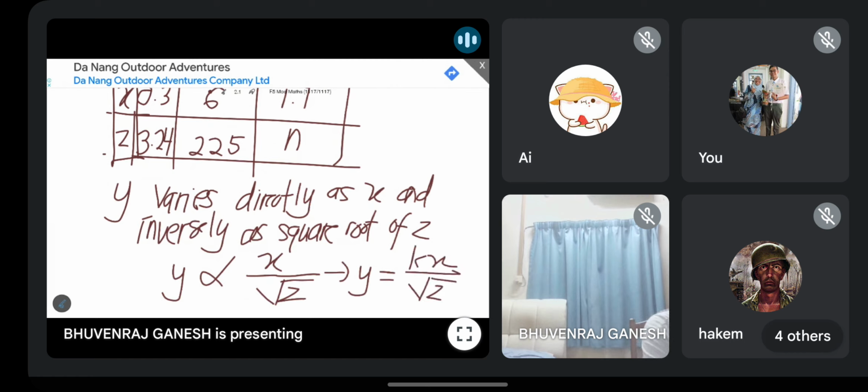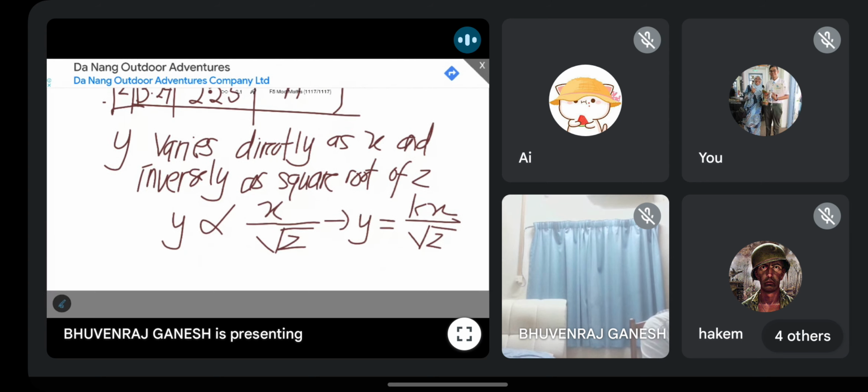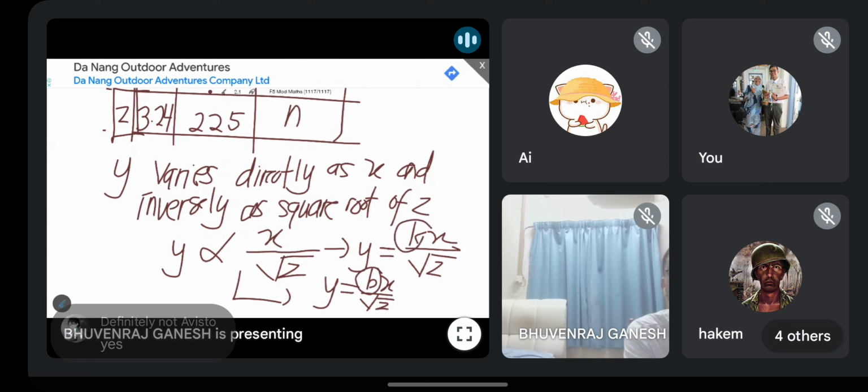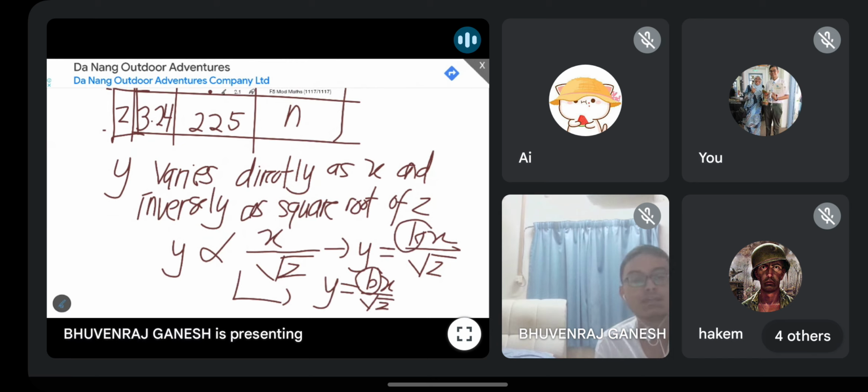Maybe some of you might ask me, from here, can I write y equals bx over square root z instead of k? Yes or no, guys? Can you all tell me? If I use the symbol b, I don't want to use the symbol k. Yes, the answer is can.